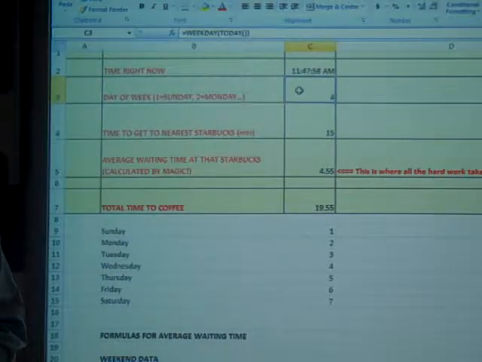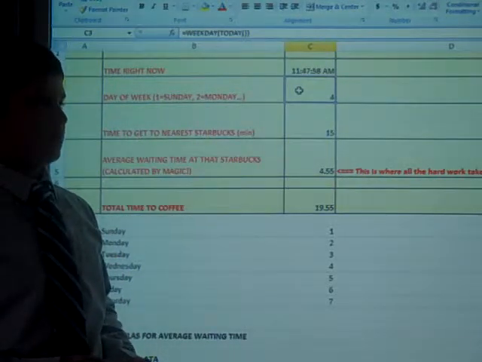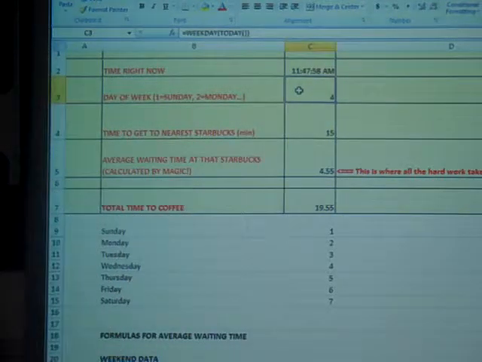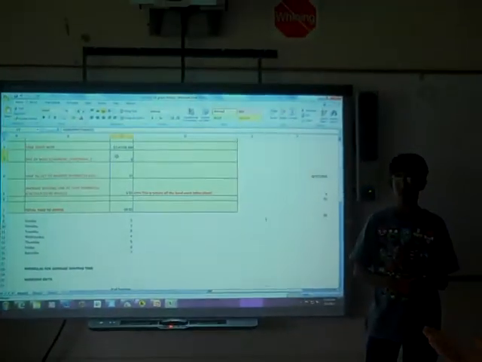Sorry. Okay. So basically just for the graphs, you just have to make a table. No, that's fine. I mean, you just need to make a table and then you highlight the data and do insert and then whatever kind of graphs.